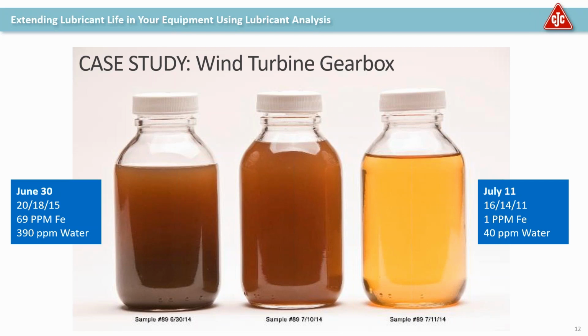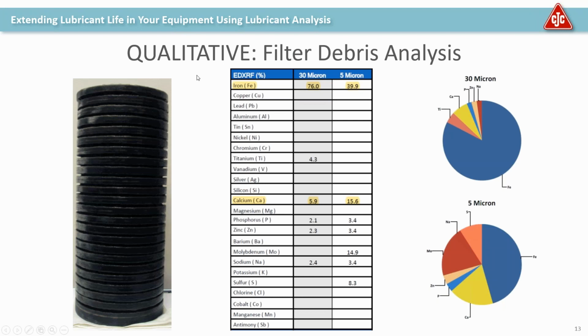And what was interesting with this too was exploring this even further, looking at the qualitative category that we discussed, filter debris analysis. And from this turbine, it's interesting to see that the iron, as we can see, was quite high. And this is actually what the filter had captured through using the filter debris analysis that Test Oil provides. And you can see the two different patches that are used, the 30 micron and the 5 micron. The largest percentage of those patches is iron and then also calcium. So it led to the question, well, what was occurring?